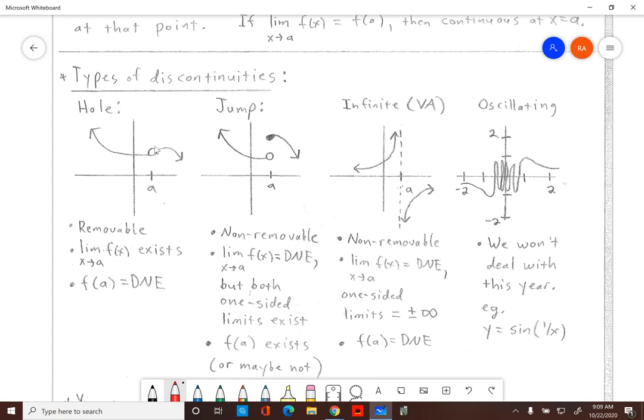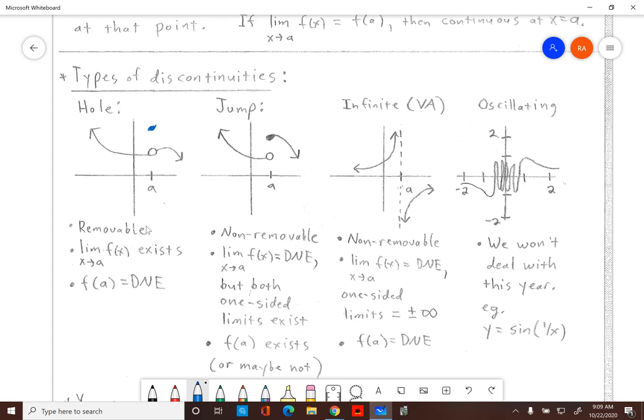So we've seen holes, and what happens at a hole is the limit exists, it's just not equal to the function value. So either the function value doesn't exist, or like those other cases, the function value is just somewhere else. So whenever the limit value does not equal the function value, that's a hole. We're also going to call that removable. That's a removable discontinuity. And these others are going to be called non-removable.